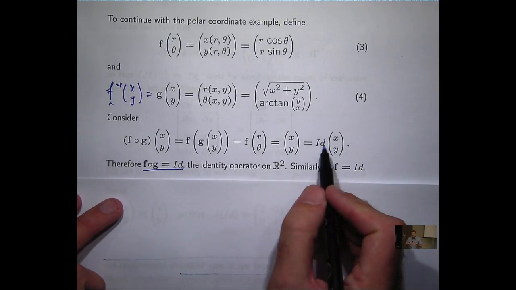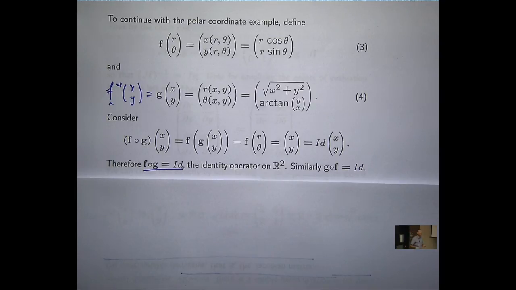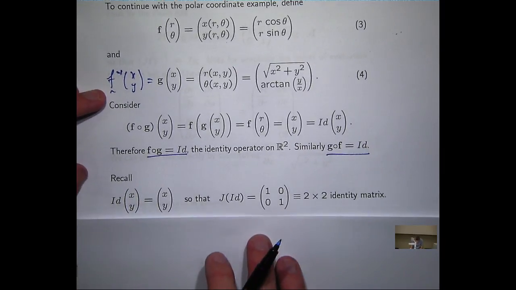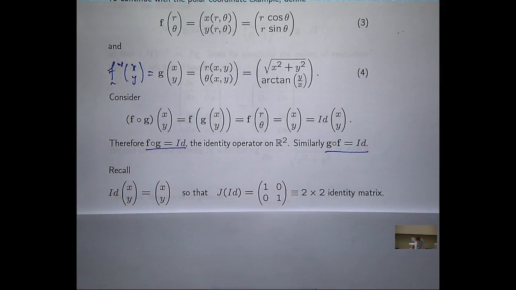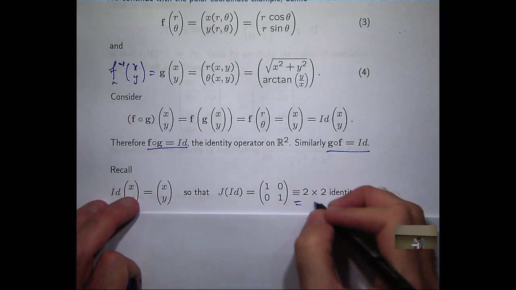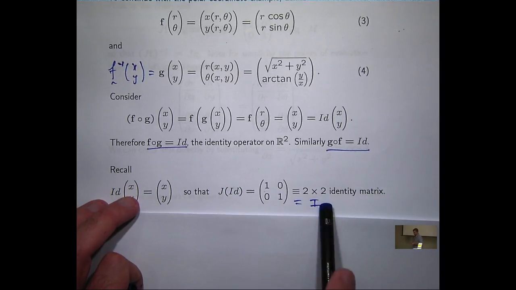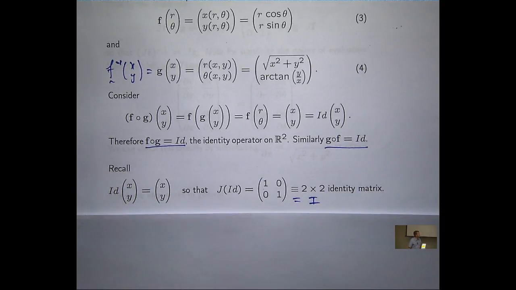So by this ID, I just mean the mapping that sends the vector (x, y) to (x, y). That's all it is. Similarly, if you compose it the other way, you get the identity. Well, if I've got this identity, I can compute the Jacobian, and it's just the identity matrix, which we sometimes just write as I. So don't confuse this I times D here, just short for identity. And this is the identity matrix that we meet in first year.